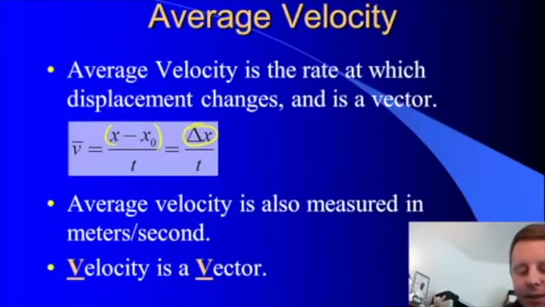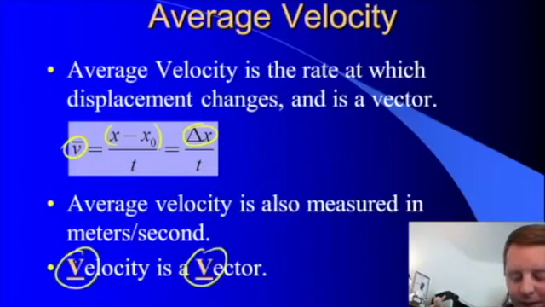So average velocity, which is oftentimes shown with the exact same symbol, v with a line over it, so v can stand for speed or velocity, is delta x over t, the rate of change of your position or your displacement with respect to time. It's also measured in units of meters per second, and you can remember it's a vector. V, velocity, is a v, vector.